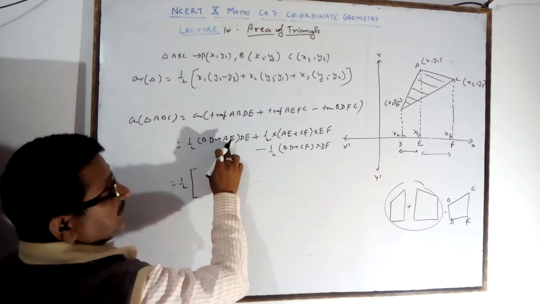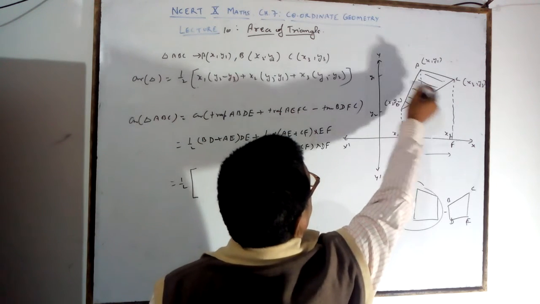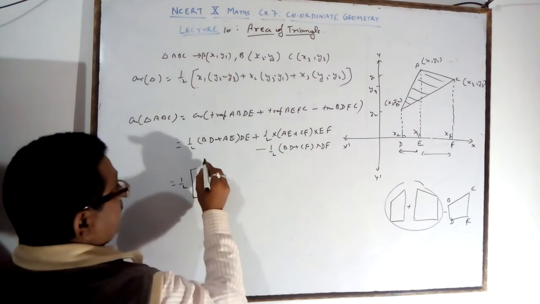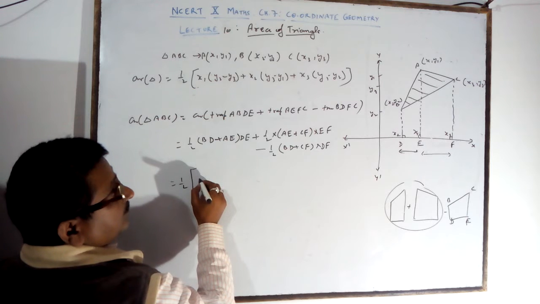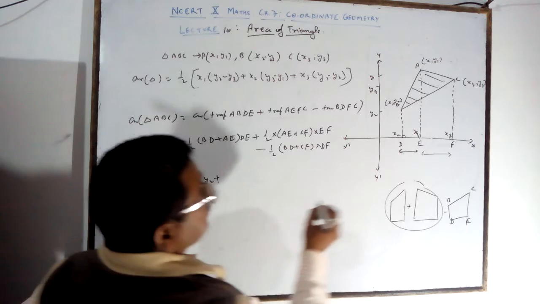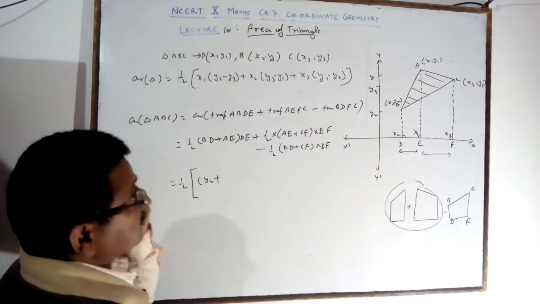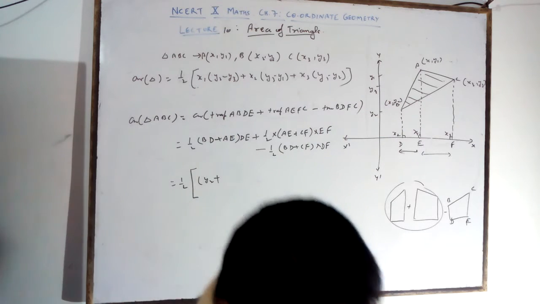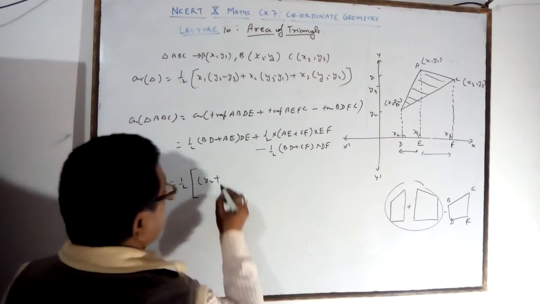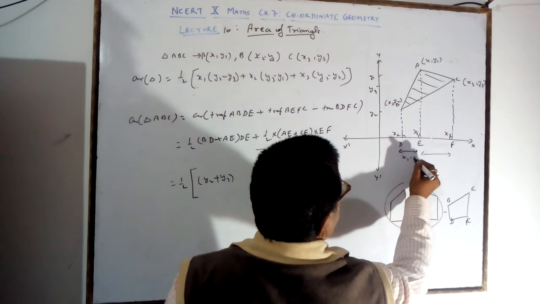BD plus AE. What is the BD? Here you will get y2, here you will get y1, here you will get y3, according to these heights. So what is the BD? It is y2, and AE is y1, so y2 plus y1. You are getting y2 plus y1, and DE. This distance will be x1 minus x2.